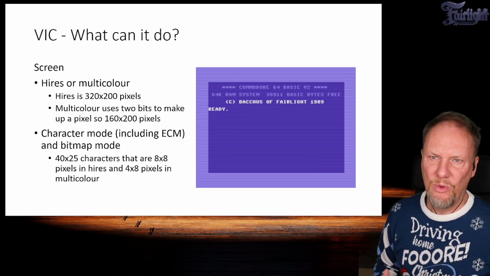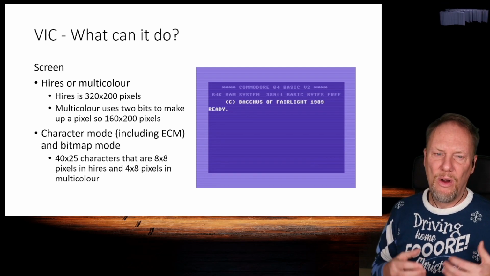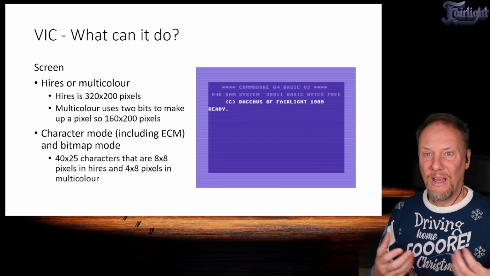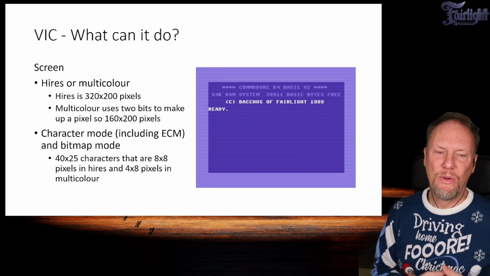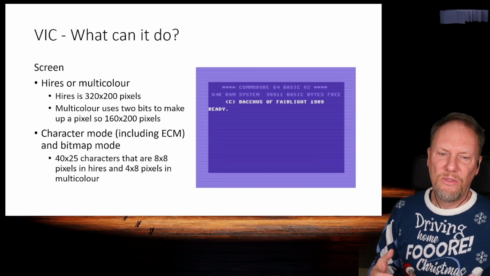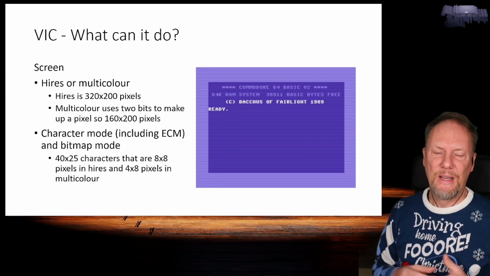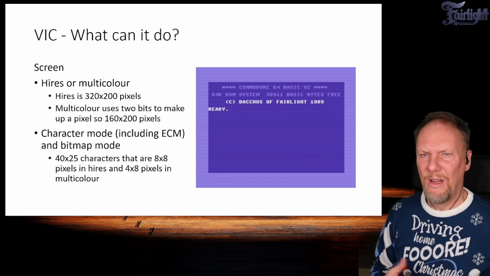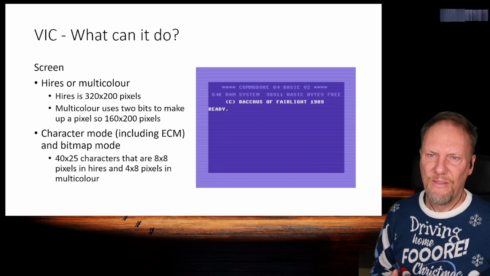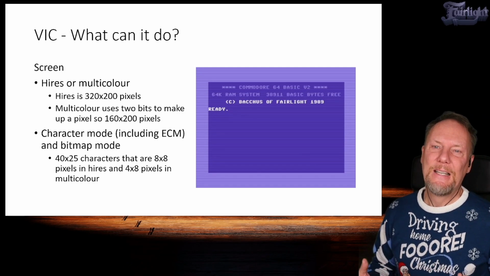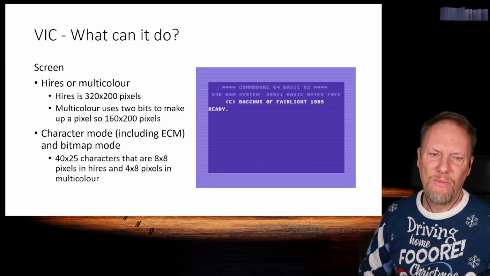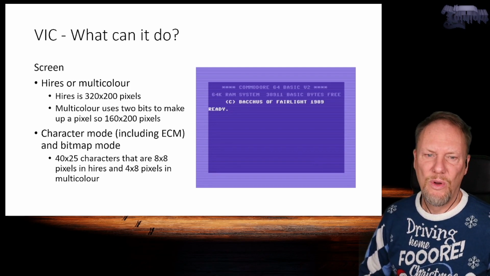So the basic modes it can work with are high-res and multicolor. That's the color mode. And then the technical mode is the character mode or a bitmap mode. There is also something called extended color mode, and we will have a slight look at that one as well. But that is just a variant of character mode that has additional functionality to it.